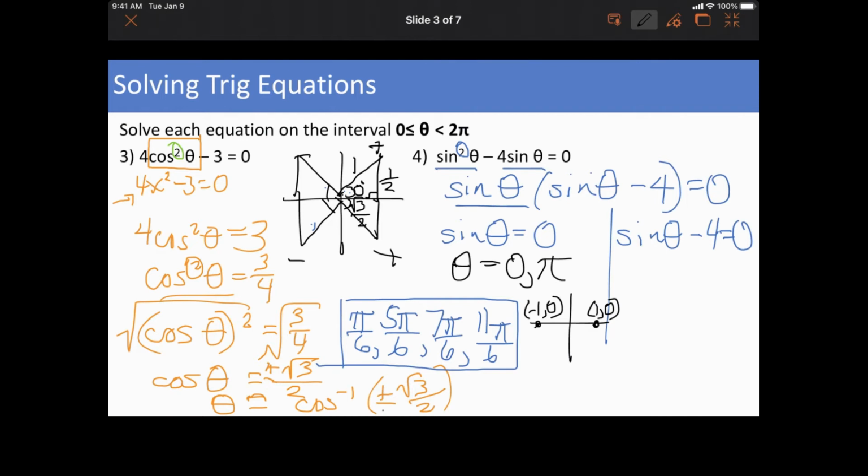Now over here, I'm going to add 4, and then I'm going to do the inverse sine. Now, we know, can sine of some angle equal 4? Can the range be 4? The answer is no. So this one has no solutions. And this one. So my solutions are here.